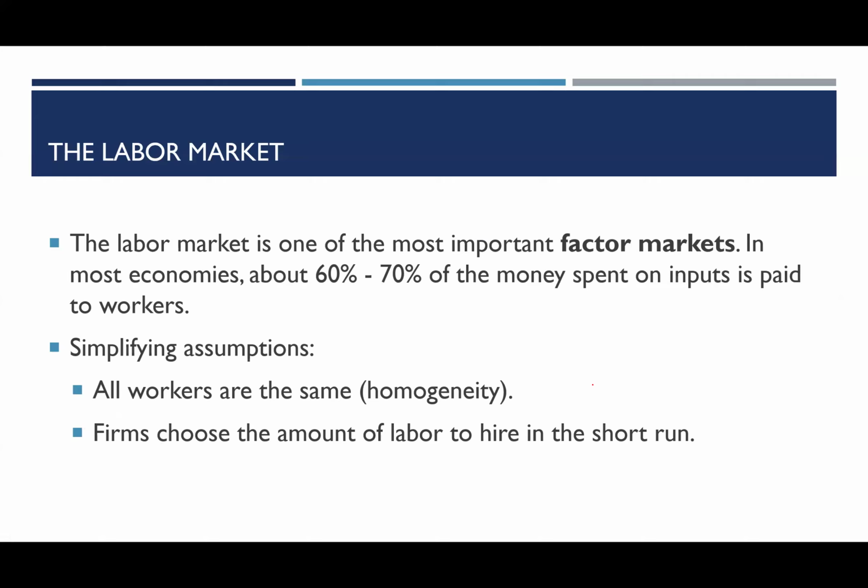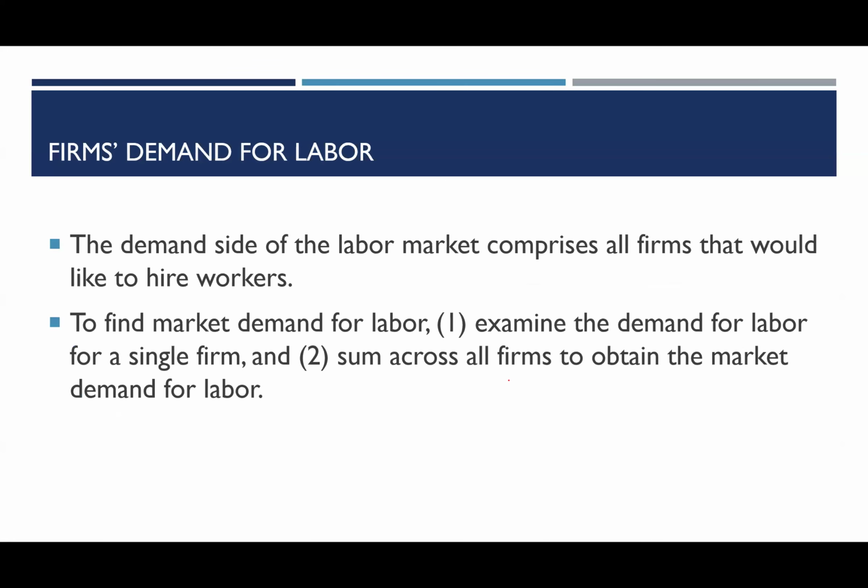of variation between laborers. Our second assumption is that the firm is going to choose how much labor they want to hire in the short run. Now, when we consider the firm's demand for labor, it's going to capture all of the firms in a market that would like to hire workers. Okay, so for our market demand for labor, we're going to look at first the demand from a single firm and then aggregate up. Okay.